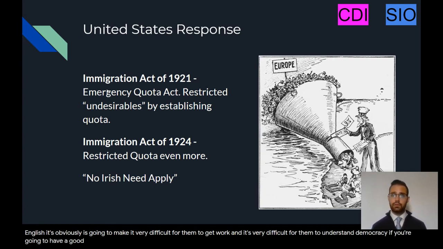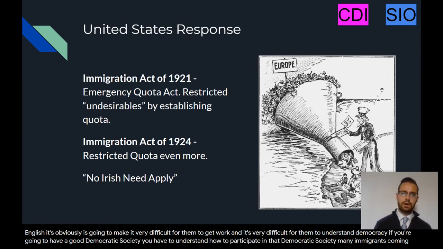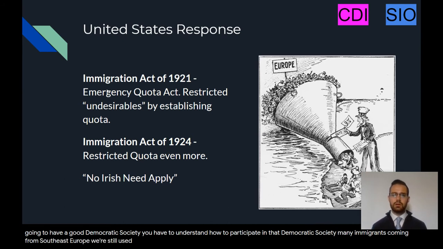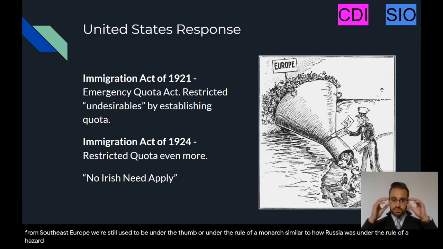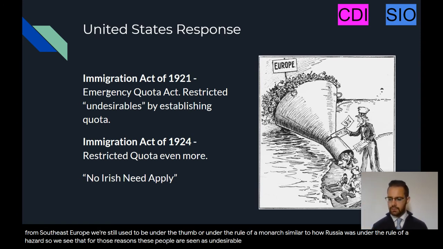If you're going to have a good democratic society, you have to understand how to participate in that democratic society. Many immigrants coming from Southeast Europe were still used to being under the thumb or under the rule of a monarch, similar to how Russia was under the rule of a czar. So we see that for those reasons, these people are seen as undesirable and they are seen as destroying American culture.